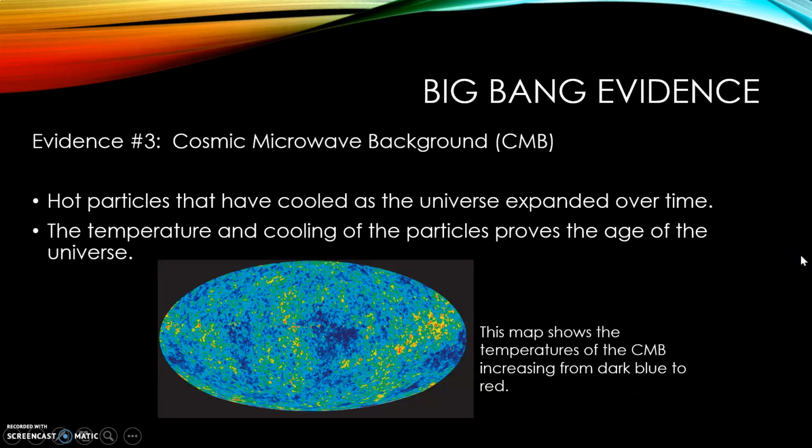And then the third evidence is the cosmic microwave background, or the CMB, and that's where hot particles have cooled over time as the universe has expanded. Basically the map here, this picture, shows that the temperatures of the CMB are increasing from dark blue to red. So all the places you see red, that's what we're moving to. And the temperature and cooling of the particles help to prove the age of our universe.